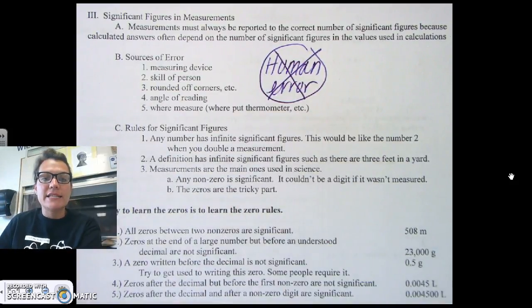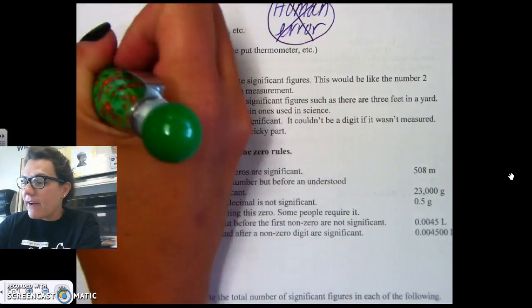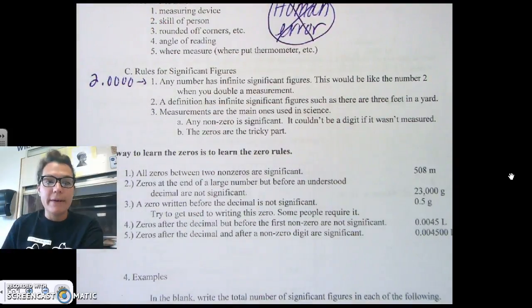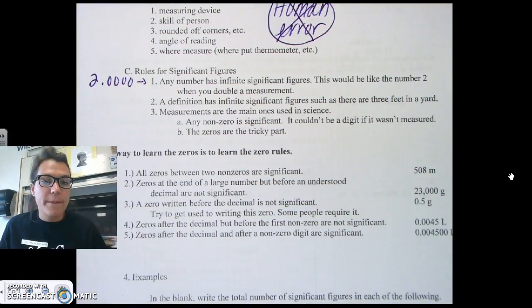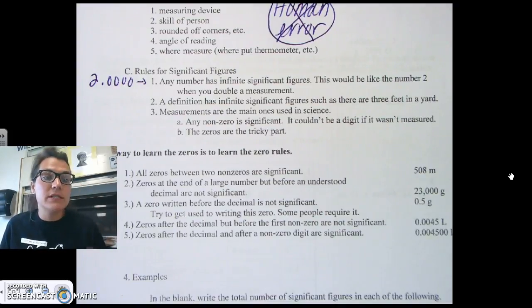Any counted number has an infinite number of significant figures. This would be if I was saying like 2, or times 2 when I'm doubling something. Why does it have an infinite amount of significant figures? Because if I write 2.0000 and I keep going, okay, those zeros can go on and on forever. So anytime I'm doubling a measurement, say I need 5 grams times 2, that 2 will have an infinite amount of significant figures.